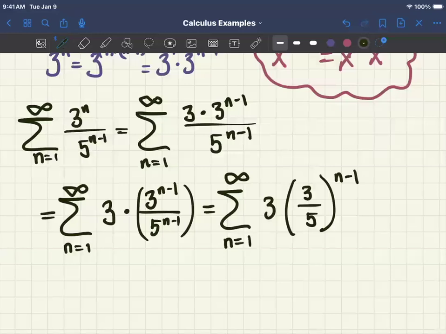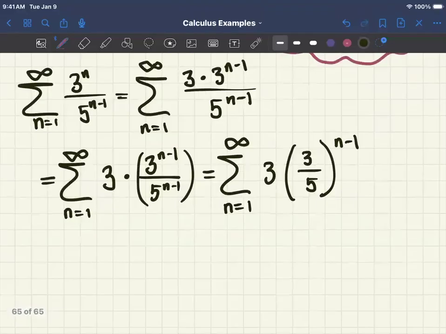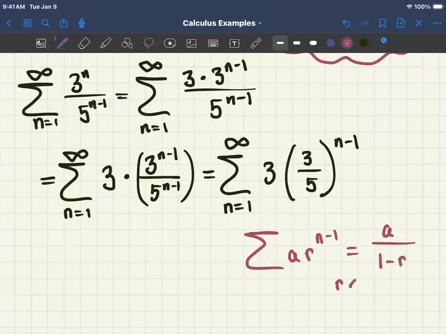And now we have something that looks very much like the geometric series. Remember, in the geometric series, we've got a times r to the n minus 1, and this is going to give us a sum of a divided by 1 minus r, and we need the absolute value of r to be less than 1 for this to work.